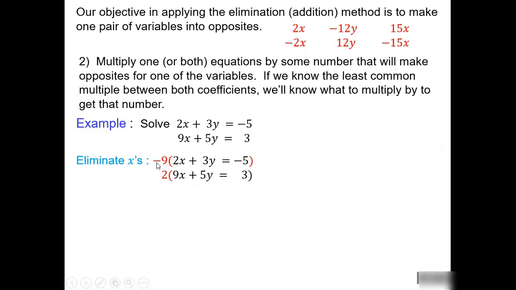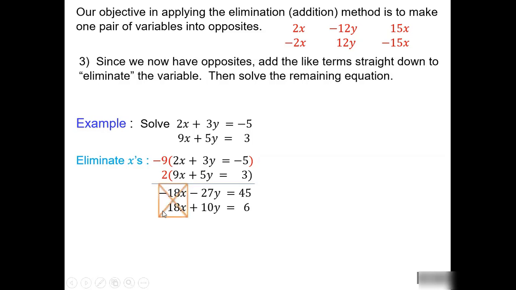But notice we want opposites. So that's why we chose to multiply one of the two equations by a negative, so that this becomes negative 18x and the second equation becomes positive 18x. If we distribute that, that becomes negative 18x minus 27y equals positive 45, while the second one becomes positive 18x plus 10y equals positive 6. And now you should realize that the 18x and the negative 18x are opposites. So we can add these two equations together, and when we do so, that will eliminate this variable.